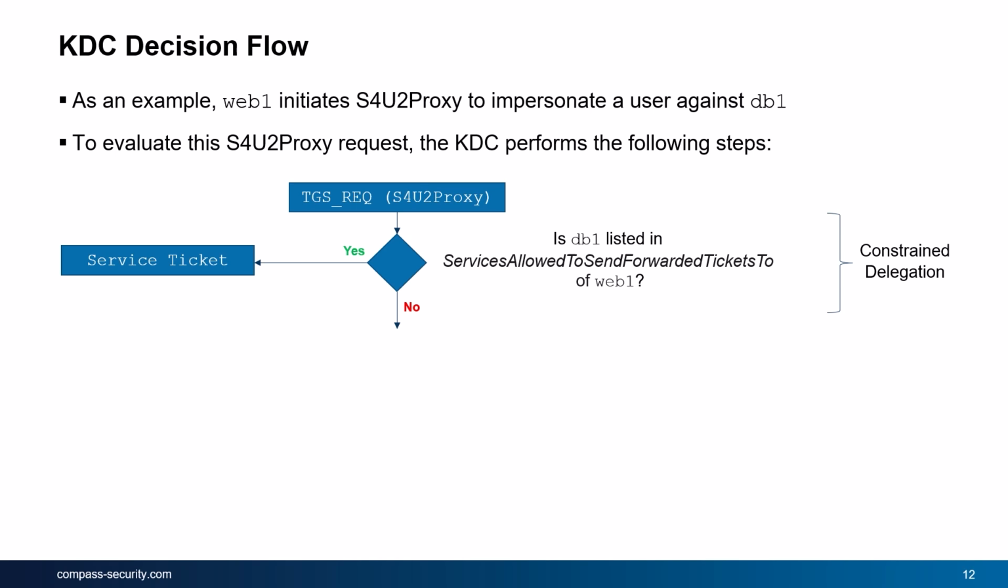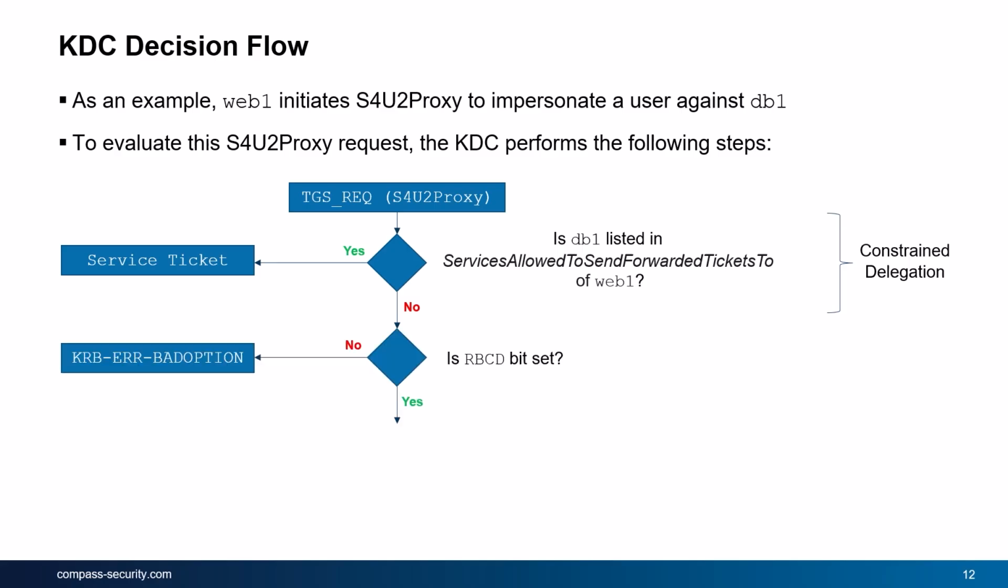If constraint delegation would be configured for this case, the KDC would issue an according service ticket. Now, if this is not the case, so if constraint delegation is not allowed for Web1 to DB1, either it's another system or it's not configured at all, the decision flow continues, and the KDC will check if this aforementioned resource-based constraint delegation bit or flag is set in the request.